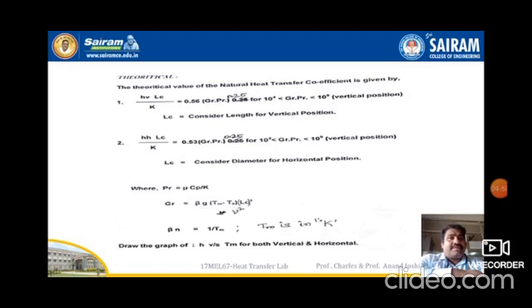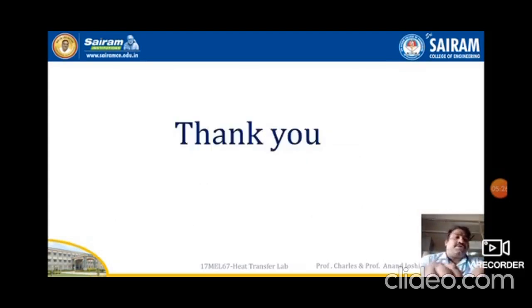Where Prandtl number is mu Cp by K, and Grashof number is beta g (Tm minus Ta) Lc cubed divided by nu squared, and beta is equal to 1 divided by the mean temperature in Kelvin. Now we can also draw the heat transfer coefficient versus temperature, for both horizontal and vertical. This is how you are going to conduct the experiment for natural convection. Thanks for watching this video.